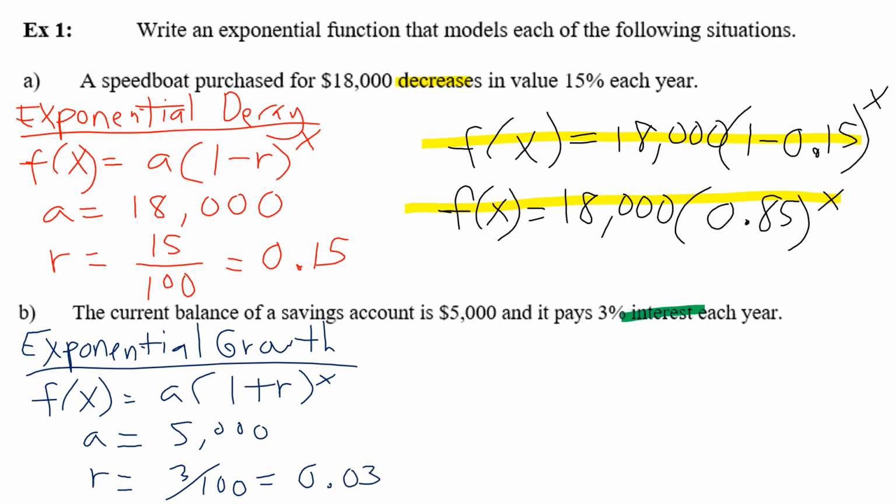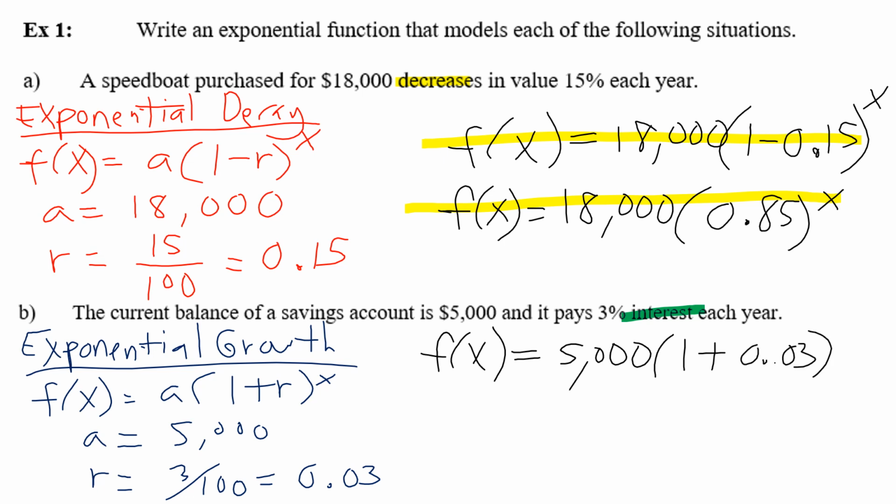And again, it tells us that that's how much interest is paid each year, but it doesn't ask us how much money is in the account 4 years later or 8 years later. So we're going to leave x as x. Plug in everything that we're told. We have f of x equals a initial amount, 5,000, parentheses 1 plus 0.03 raised to the x. So this would be an acceptable final answer for part B.